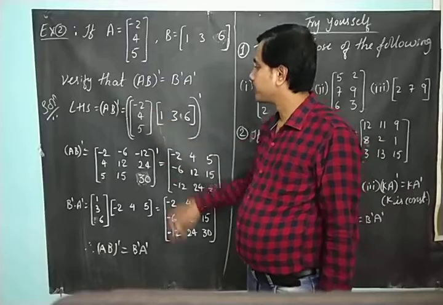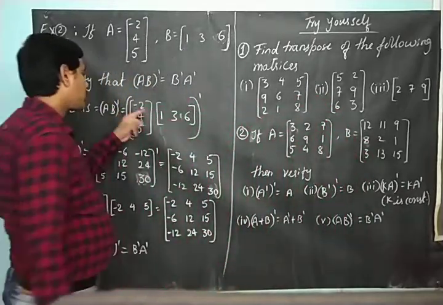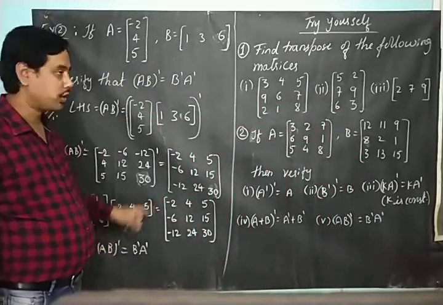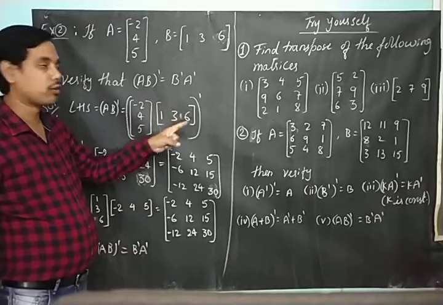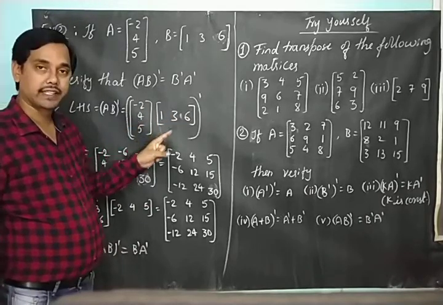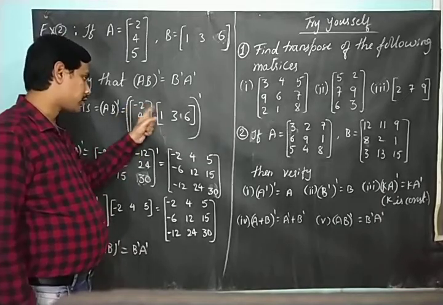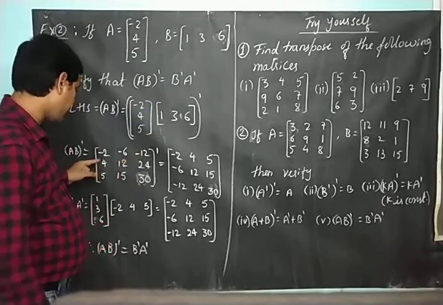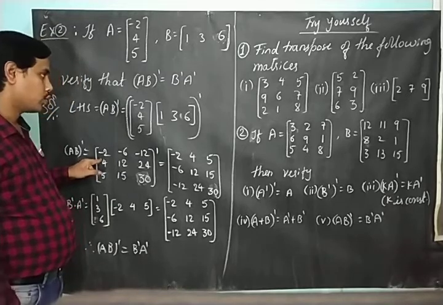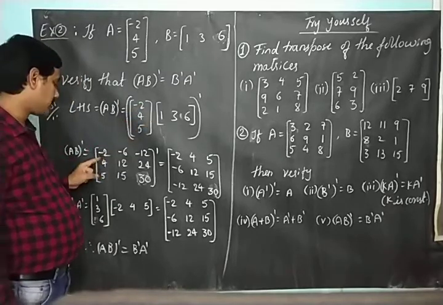So what is the multiplication of this? Each row should be multiplied with each column. First row with first, second and third column. Second row with first, second and third column. Third row with first, second and third column. First row with first column: minus 2 into plus 1, that is minus 2. So first row into first column is minus 2.